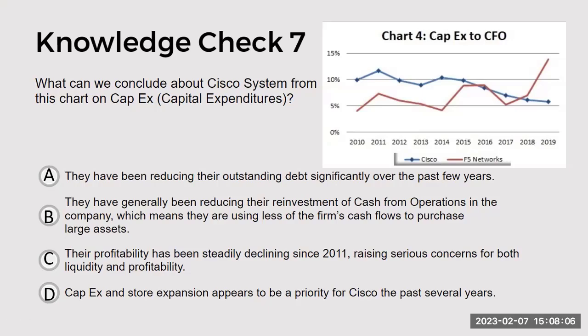This is a small number, 10%. You kind of have to ask, what are they doing with the rest of their cash from operations? They're only spending 5% of the cash from operations. Are they buying other companies? Are they buying back stocks? What are they doing? So that's a pretty small number.